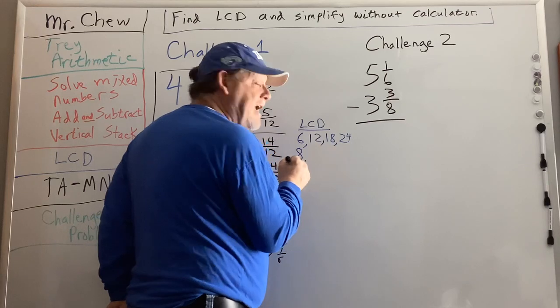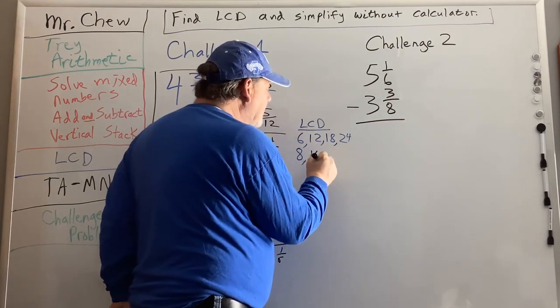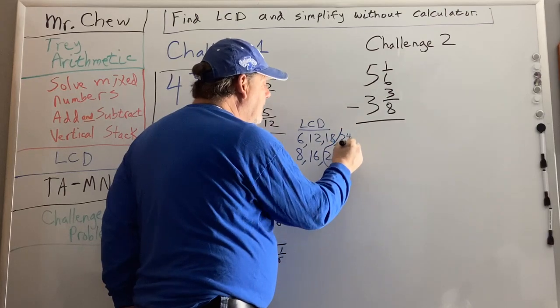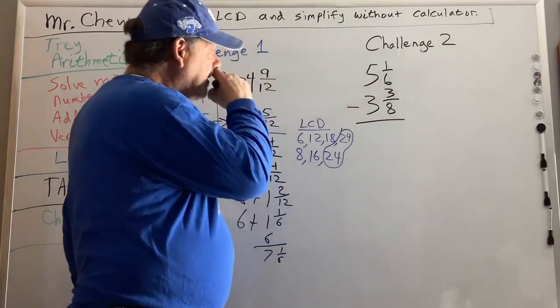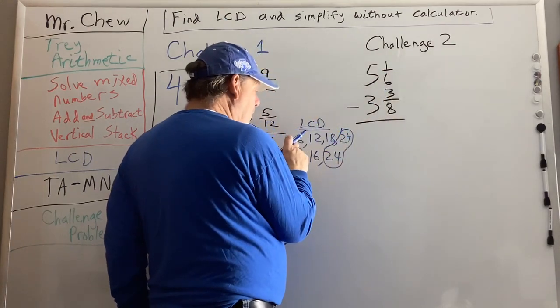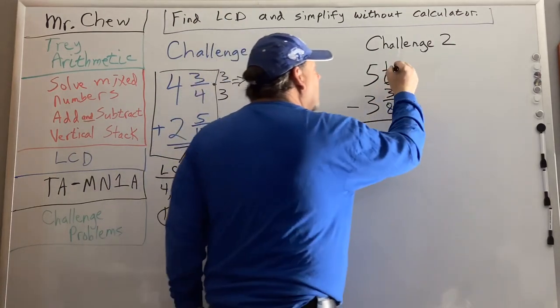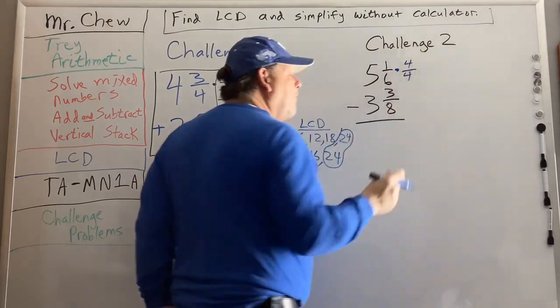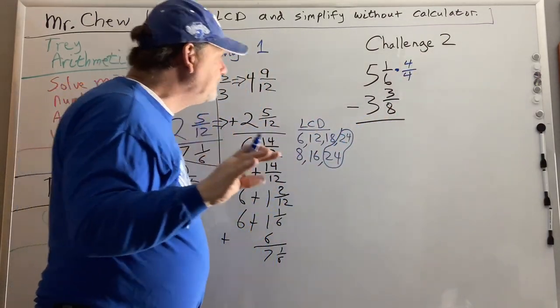8 times 1 is 8. 8 times 2 is 16. 8 times 3 is 24. There it is. 24 is the LCD. So, what do you multiply by 6 to get a 24? Well, count them. 1, 2, 3, 4. So I'm going to multiply the 1/6 by 4 over 4 because you're multiplying by 1.